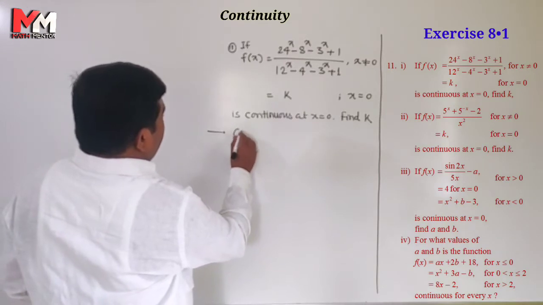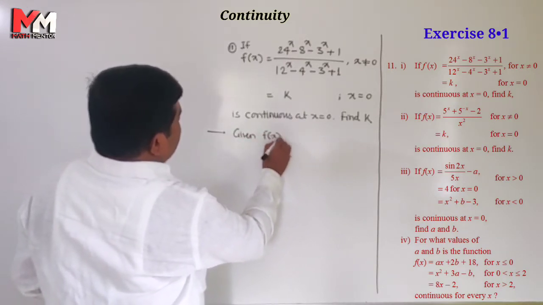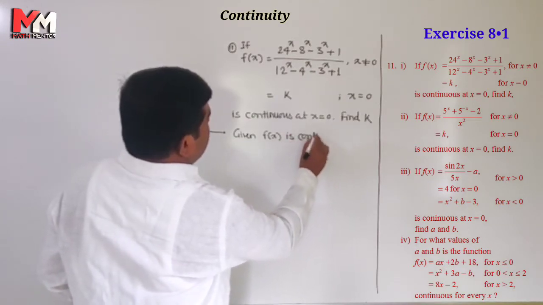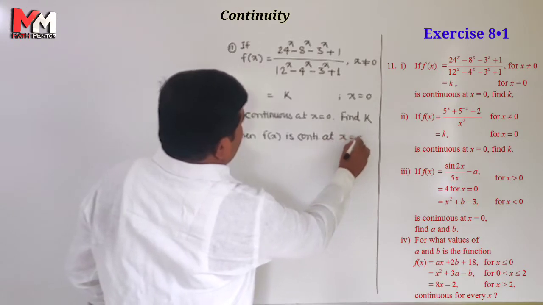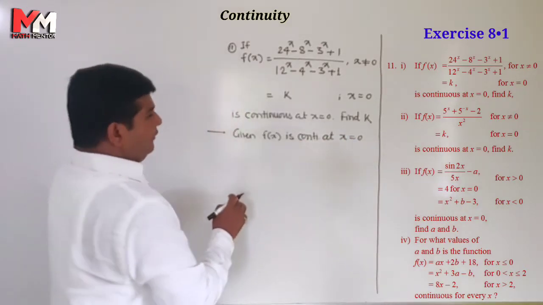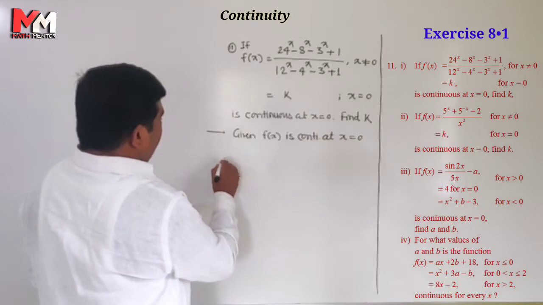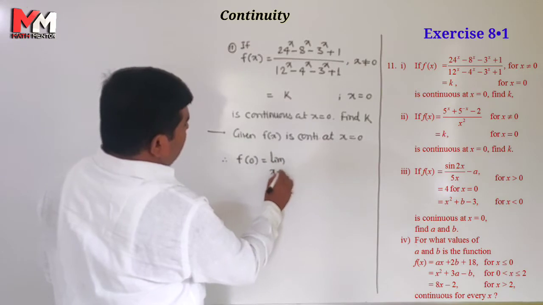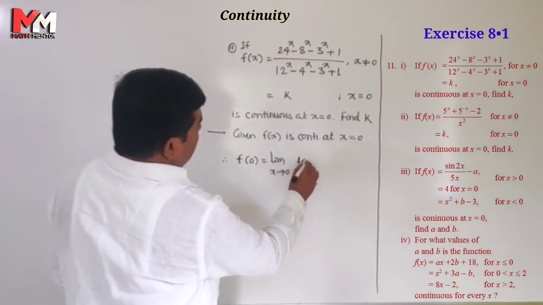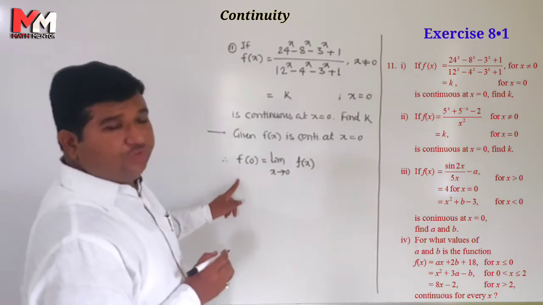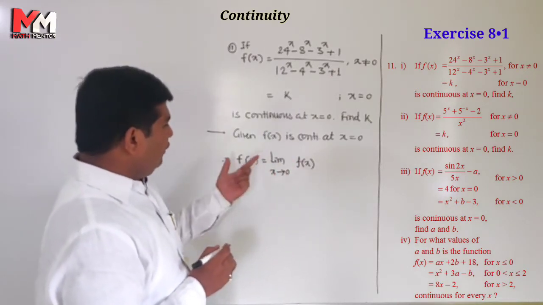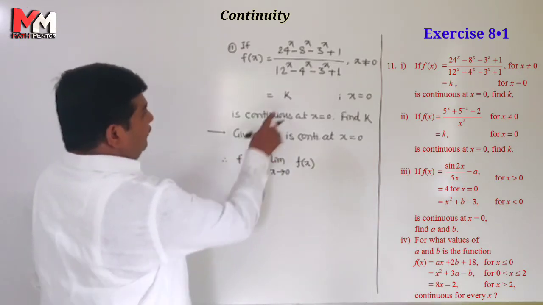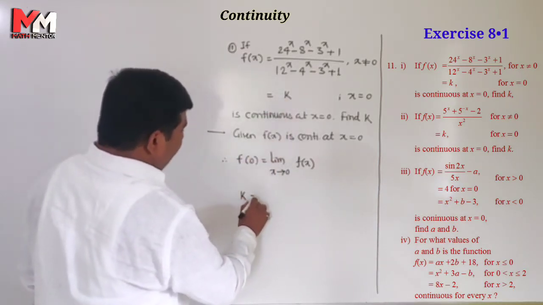So given f of x is continuous at x equal to 0, therefore value of the function is equal to limit of the function. This is the definition of continuity: limit of the function is equal to value of the function. What he has given as value is k, which we have to find.